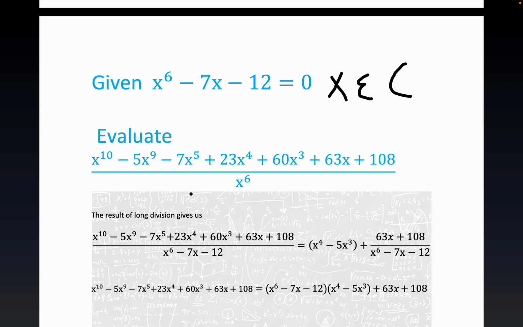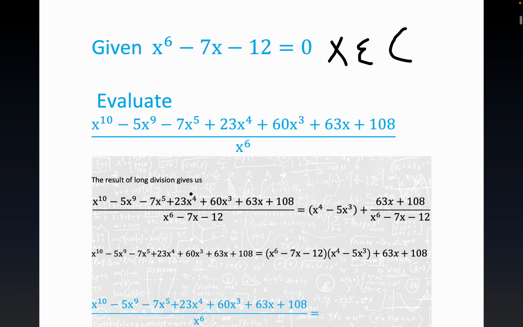Now, this very first step is motivated in the sense that this is the only given, so we may as well divide our given into the expression we're trying to evaluate and hope for the best. Now, this is the result of the long division. Again, I didn't bore you with those details, but this is the quotient. This is the dividend, right? And then this is the remainder, okay?